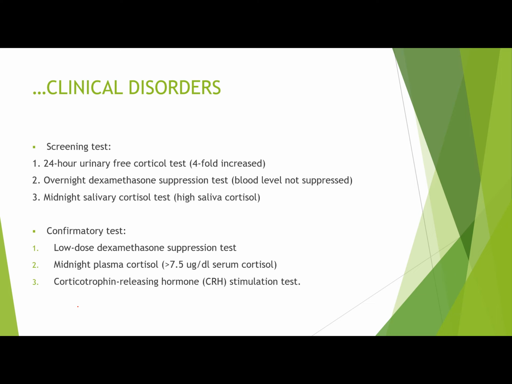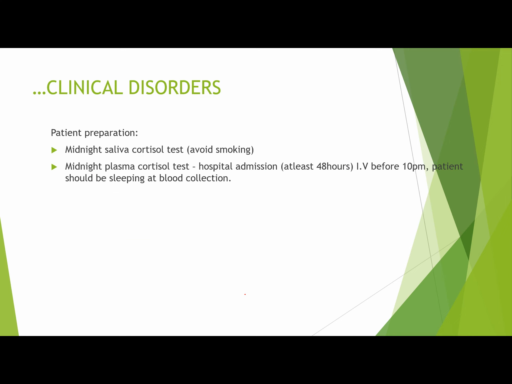Confirmatory test class would include low-dose dexamethasone suppression test, midnight plasma cortisol, usually greater than 7.5 microgram per dL, serum cortisol. Corticotropin releasing hormone stimulation test. Patient preparation for midnight saliva cortisol test, avoid smoking. For midnight plasma cortisol would usually require hospital admission at least 48 hours. IV should be given before 10 p.m. Patient should be sleeping at blood collection.